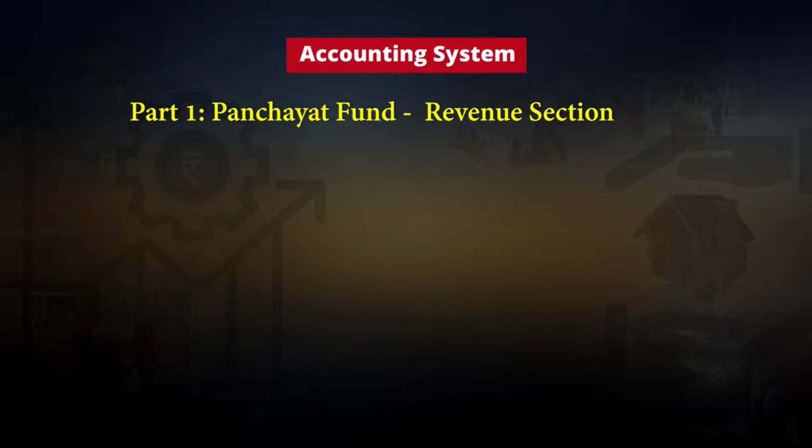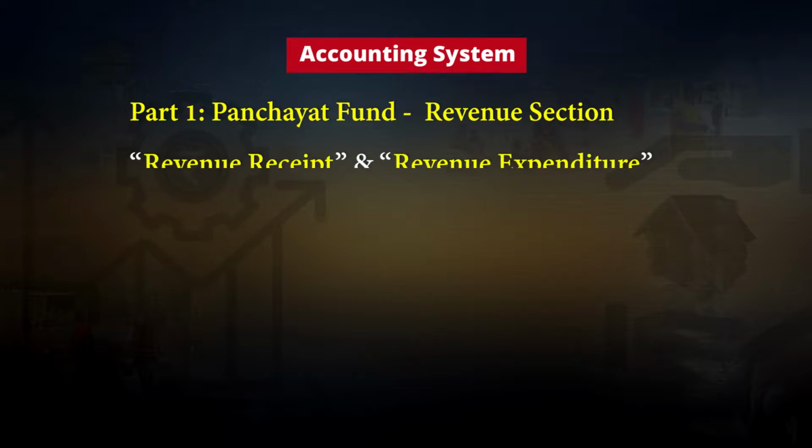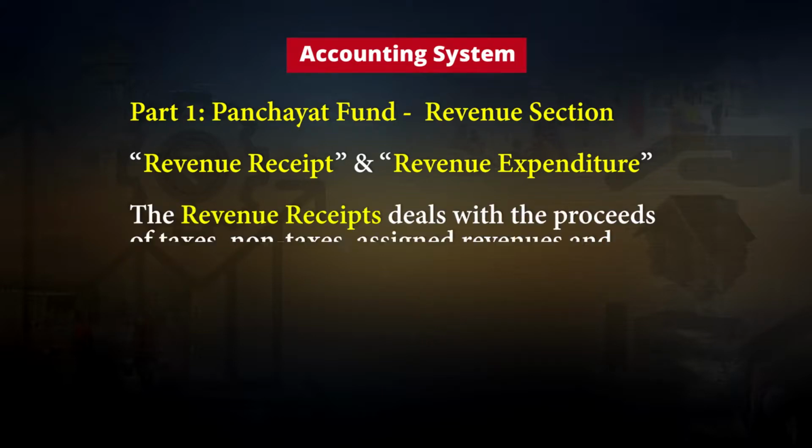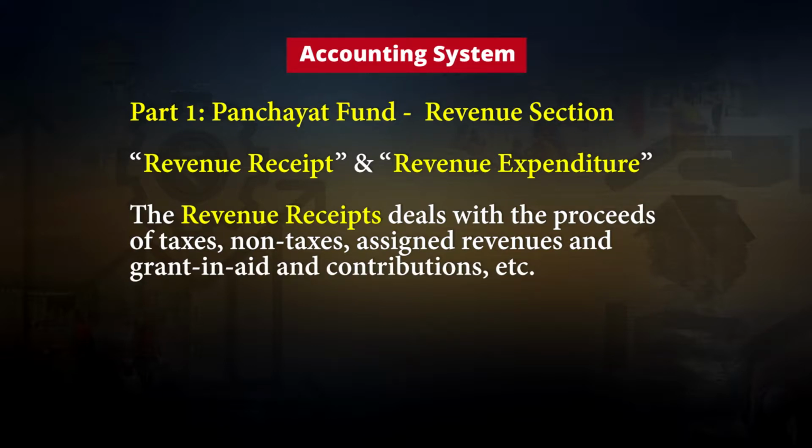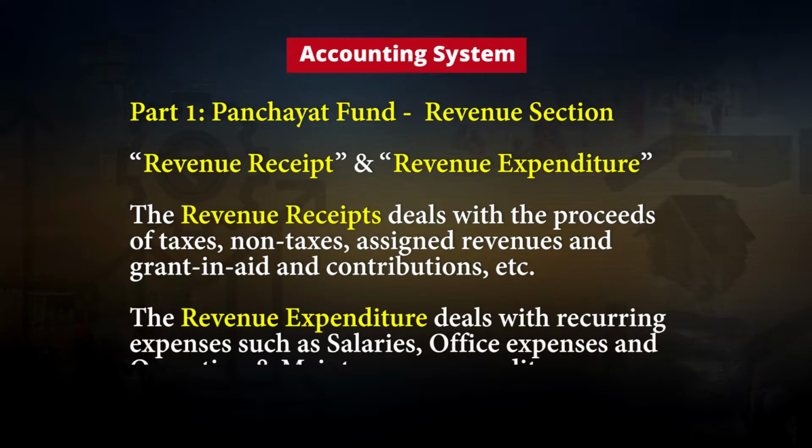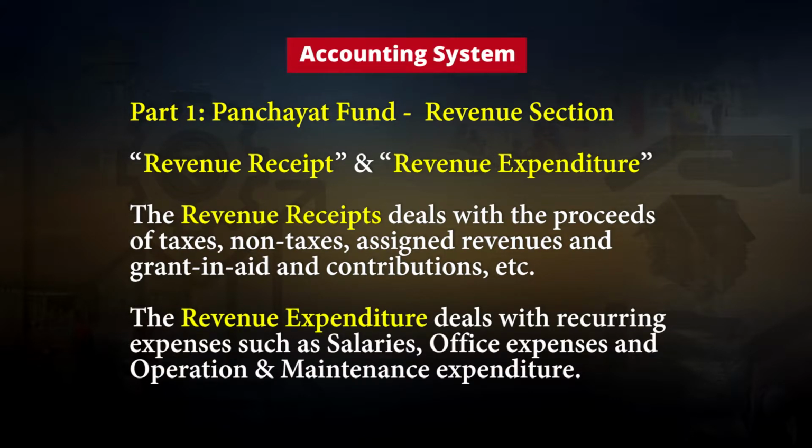Panchayat Fund Revenue Section. The revenue section comprises revenue receipt and revenue expenditure. The revenue receipts deal with the proceeds of taxes, non-taxes, assigned revenues and grants and aid and contributions, etc. The revenue expenditure deals with recurring expenses such as salaries, office expenses, and operation and maintenance expenditure.